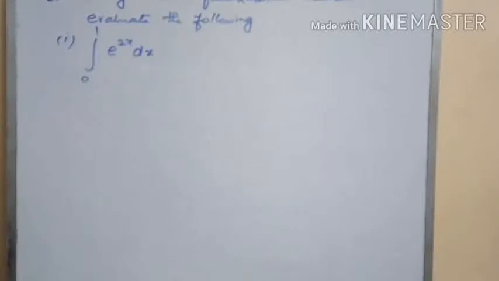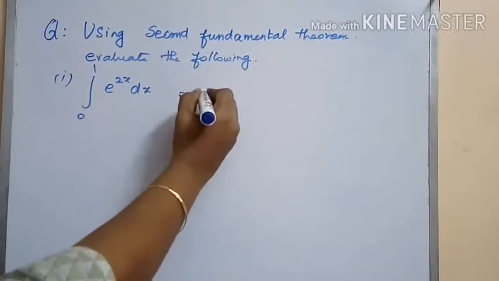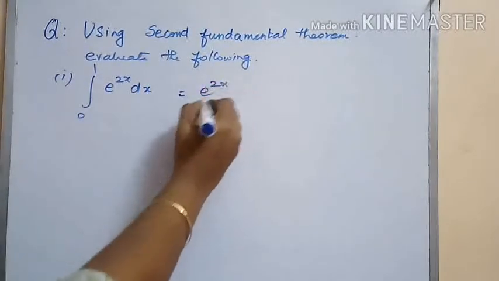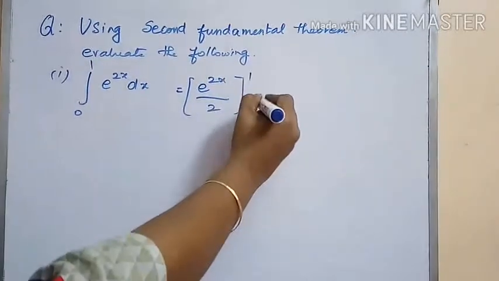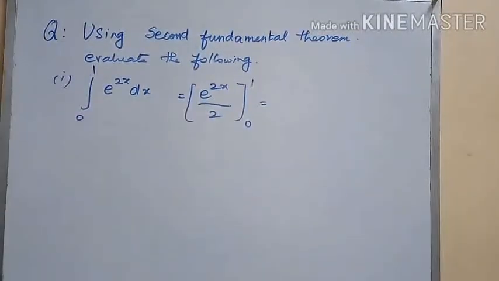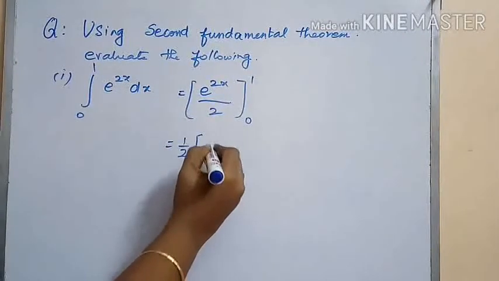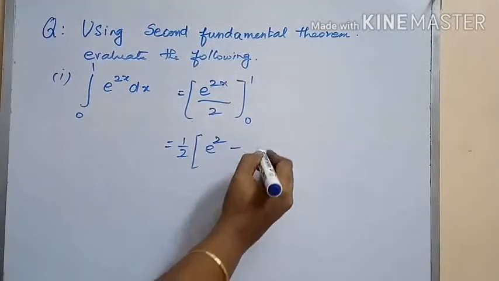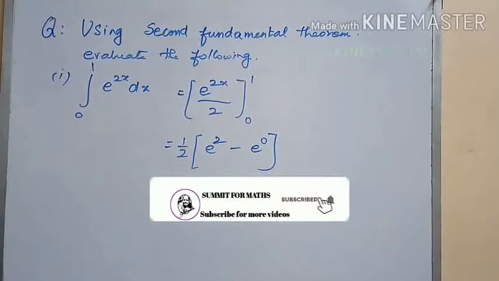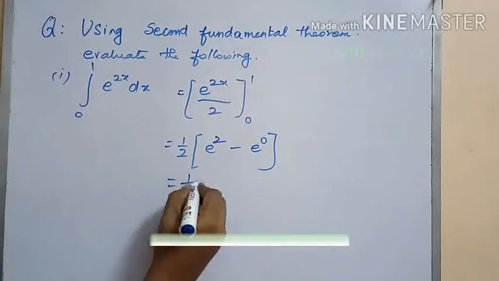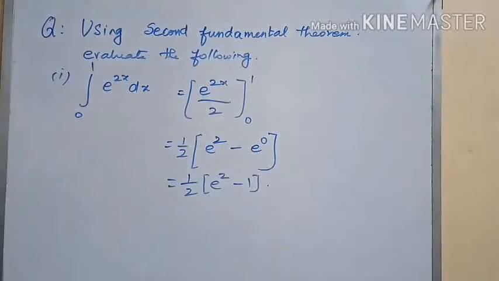Here we have a problem. Evaluate the following: integral 0 to 1 e to the power of 2x dx. We know that the integration of e to the power of 2x dx is e to the power of 2x by 2, and the limits are 0 to 1. Bringing half out and substituting the upper limit and lower limit, we get half into e to the power of 2 minus e to the power of 0, which will give you half into e to the power of 2 minus 1.